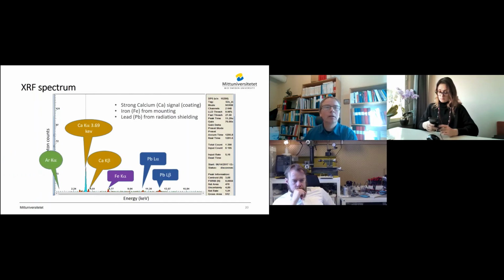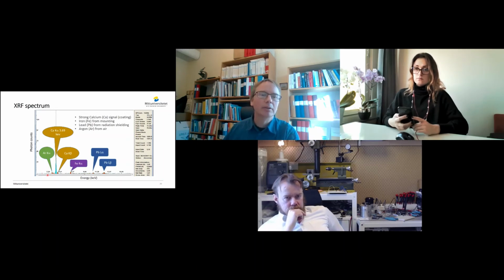And in the end, there was argon. Should there be argon in paper? Well, that's a little strange, but we cannot get rid of argon because we have it in the air, so we see it. We do not see the air itself, because there is a limit for the spectrometer.